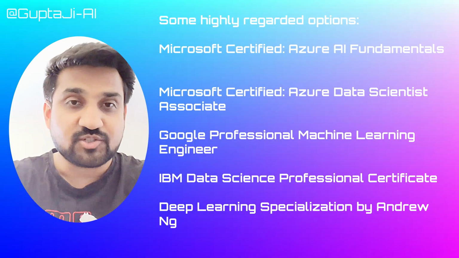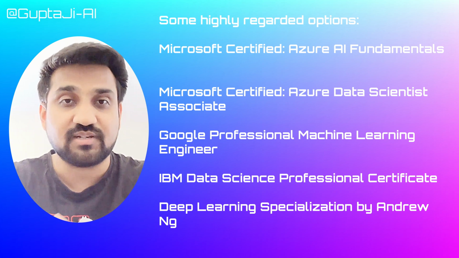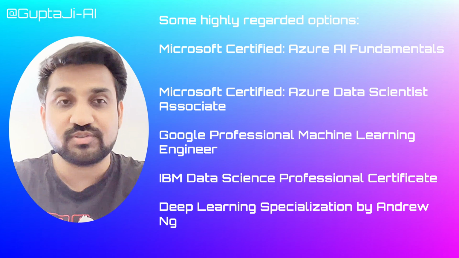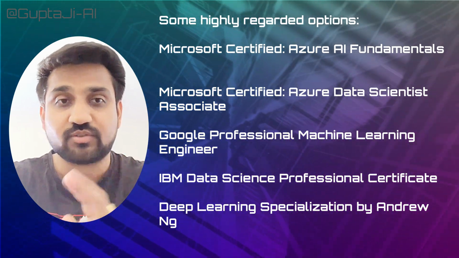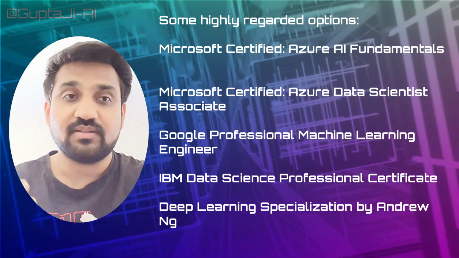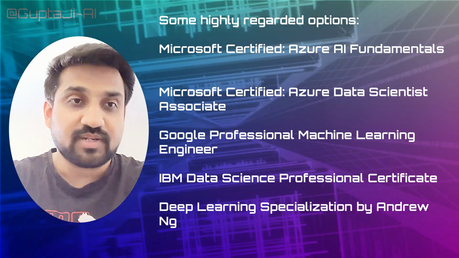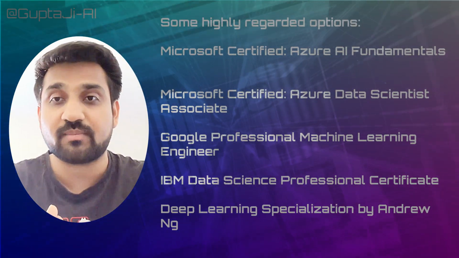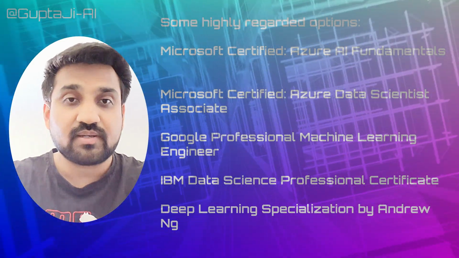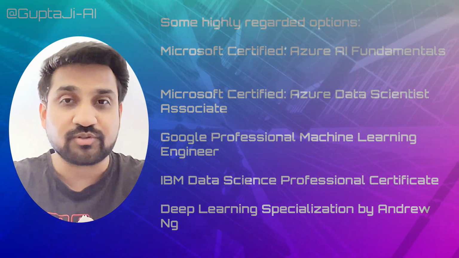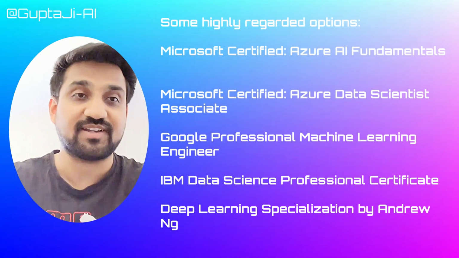Then Microsoft Certified Azure Data Scientist Associate, perfect for those looking to specialize in data science and machine learning using Azure's tools. Google Professional Machine Learning Engineer. This certification focuses on machine learning models and their implementation using Google Cloud. Next, you have IBM Data Science Professional Certificate, a comprehensive program covering data science and AI essentials. Then you have the deep learning specialization by Andrew Ng on Coursera. This is an excellent choice for diving deeper into neural networks and deep learning techniques.